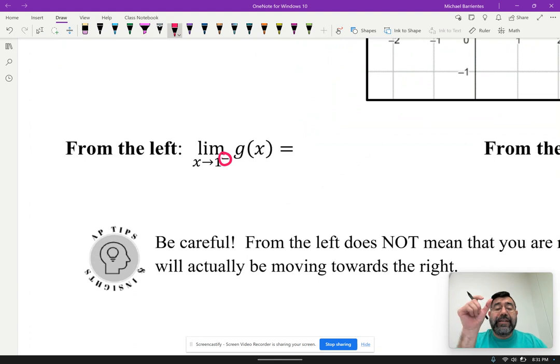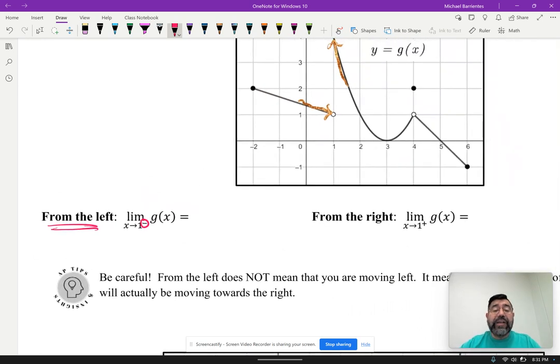Whenever we put a negative symbol kind of as an exponent, it's not an exponent, but whenever we put that negative symbol above the x value that we're approaching, we mean we're coming from the left. Now remember, we're not saying on the left side, we're saying we're coming from the left to the right. So in this case, when I look at my graph, as x approaches 1 from the left, we're talking about this side. And we said that is approaching a y value, it's approaching 1.